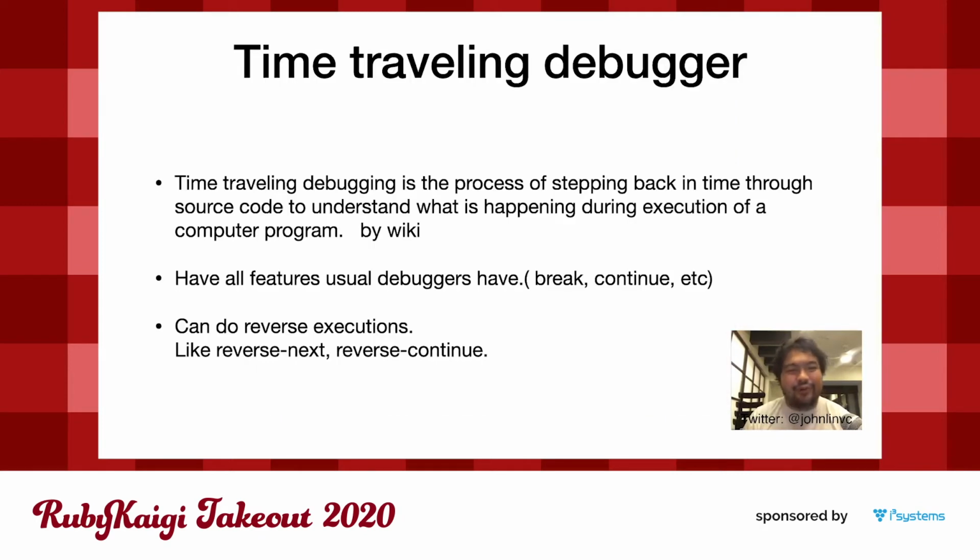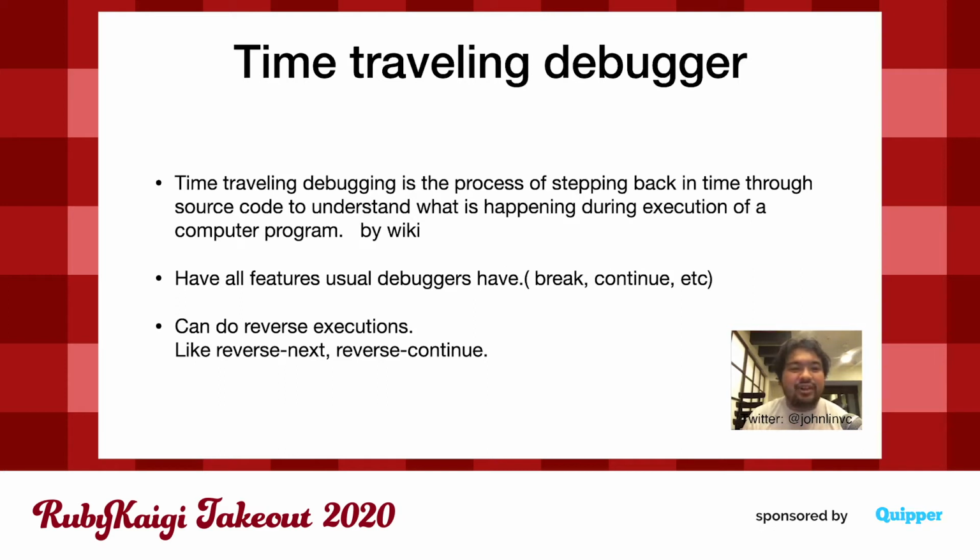So there exist time machines in the programming world. This one is called a Time Traveling Debugger. So what is Time Traveling Debugging? Time traveling debugging is a process of stepping back in time through source code to understand what is happening during execution of a computer program. This is the definition on Wikipedia.